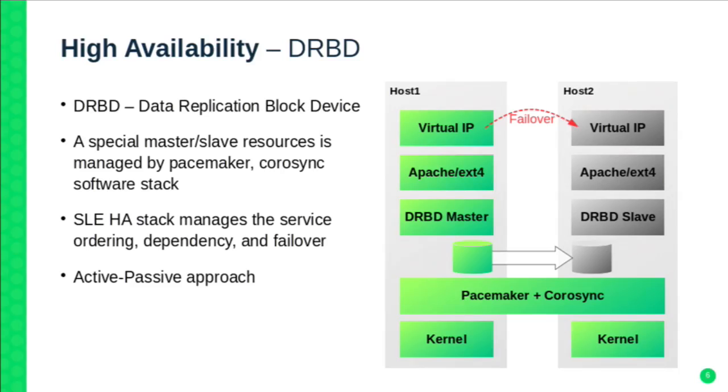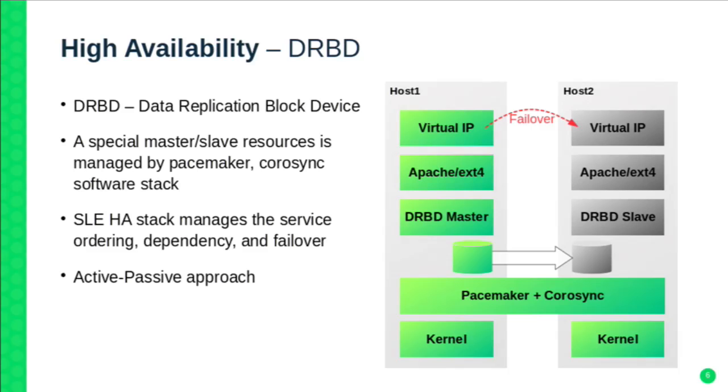So starting from this scenario, we don't have any physical shared storage. Since we are talking about the block device, and the title is about DRBD, which is a kernel feature, the name is Data Replication Block Device, by network.